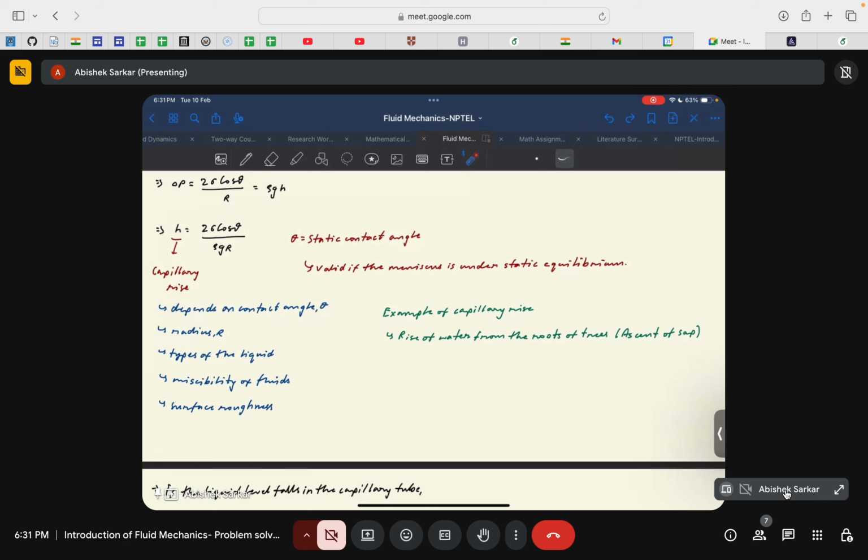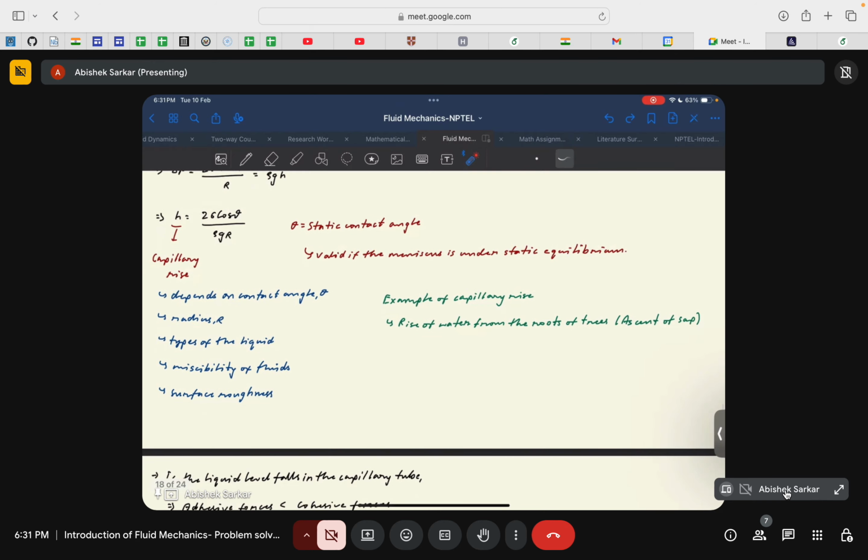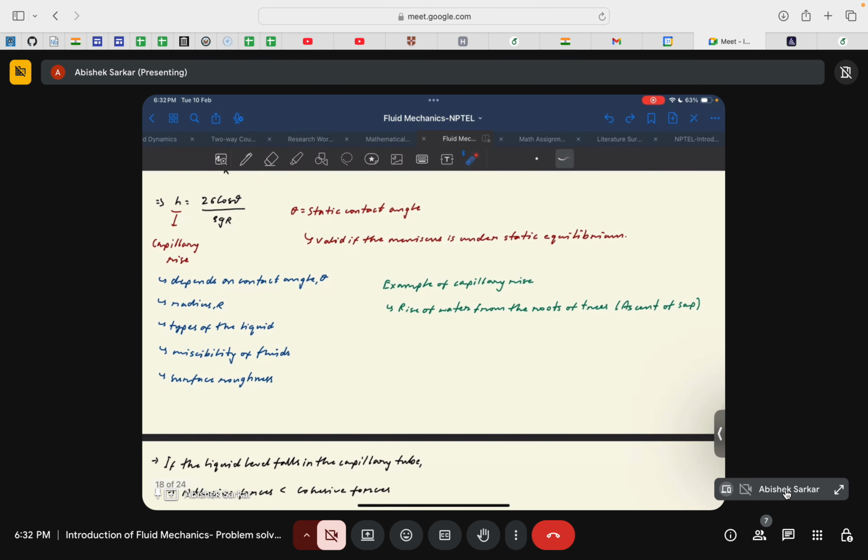So this expression works quite well. If the angle is obtuse, in the case of mercury for example, you'll see that h will become negative, showing you a capillary depression. So the capillary rise h depends on the contact angle theta, the radius R of the capillary tube, and the type of liquid. If the cohesive forces between the liquid molecules are higher than the adhesive forces with the surface, they act as hydrophobic surfaces, so it will depend on that as well.